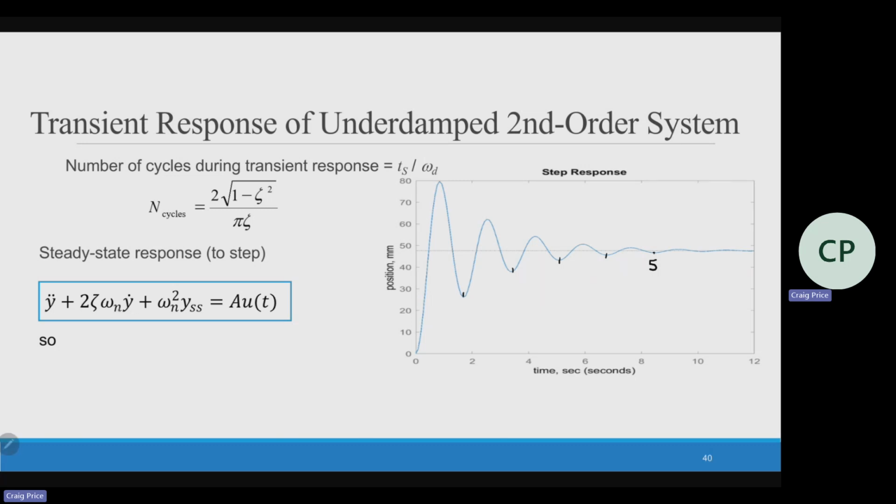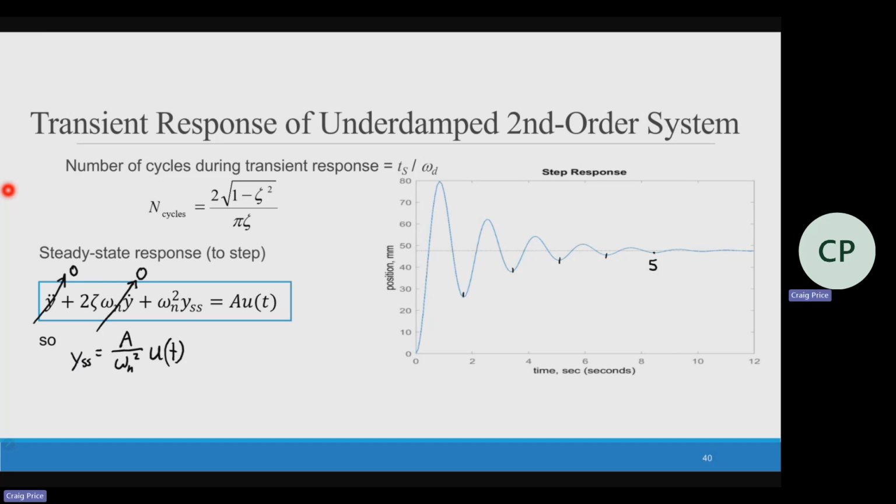So for a steady state response, y double dot and y dot go to 0, and I'm left with this equation. So y steady state is equal to A, whatever that constant is, divided by the natural frequency squared, times whatever my input is. Now the input in this case must be some kind of constant. For us to reach a steady state, this input has to be a constant or a step.